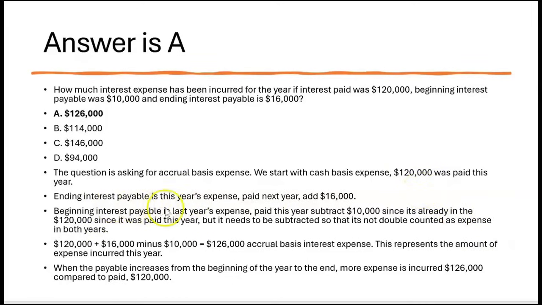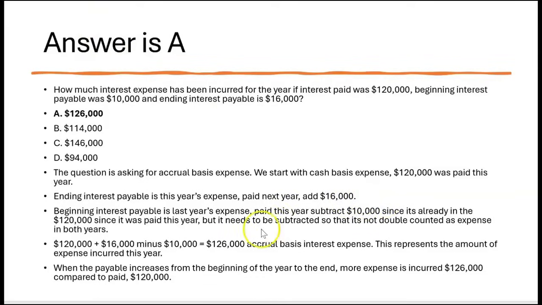Ending interest payable, they tell us that's a total of $16,000. What does ending interest payable represent? It's this year's expense paid next year. So that $16,000 is incurred this year but paid next year. So we're going to add that $16,000 because we want to know the total expense incurred for interest this year. So when we add the 16,000, we're up to 136,000 of accrual basis interest expense.